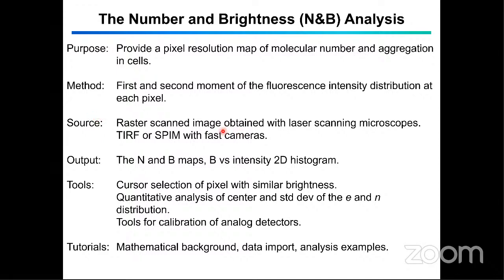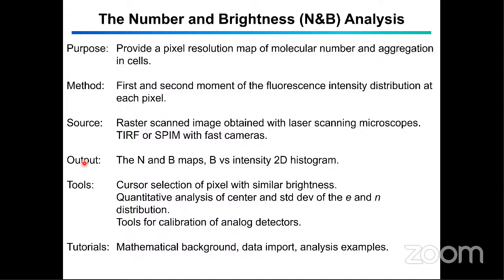We can have raster scanned images like from the RIGS experiment, but for number and brightness we can also have camera images, like from a total internal reflection microscope or a light sheet microscope, acquired with fast cameras. Because here we don't need a time structure within the same image as for the RIGS. We just look at the statistics in one pixel from one frame to the next. So here we can also use camera images.